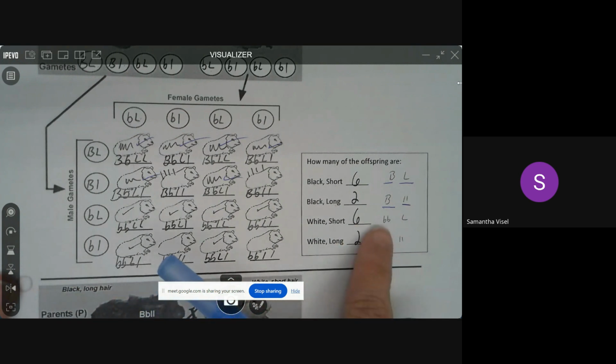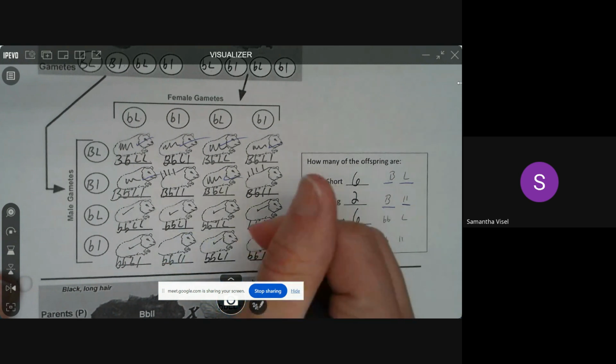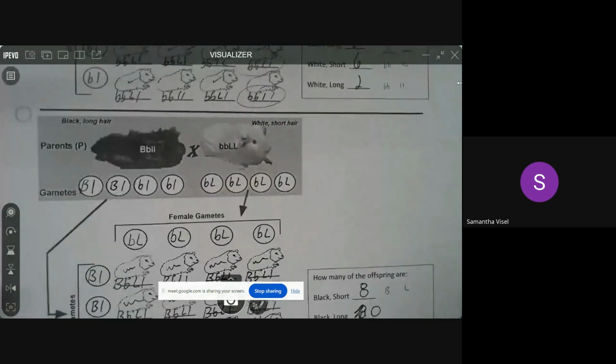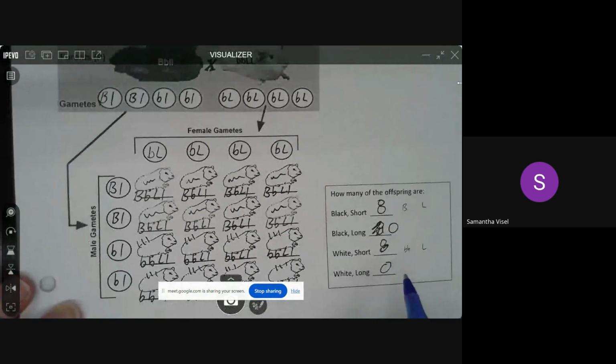White and short, so white's recessive, so I would want 2 lowercase b's. Short is dominant, so I would need one uppercase L. So this, for example, would be a white and short guinea pig. So the 2 recessive alleles, but 1 dominant. And then white and long, both would need to be recessive. So this one right here would be a white and long guinea pig. Next one.